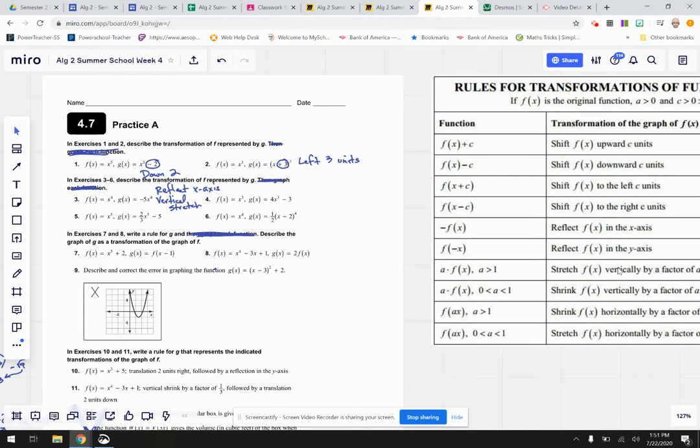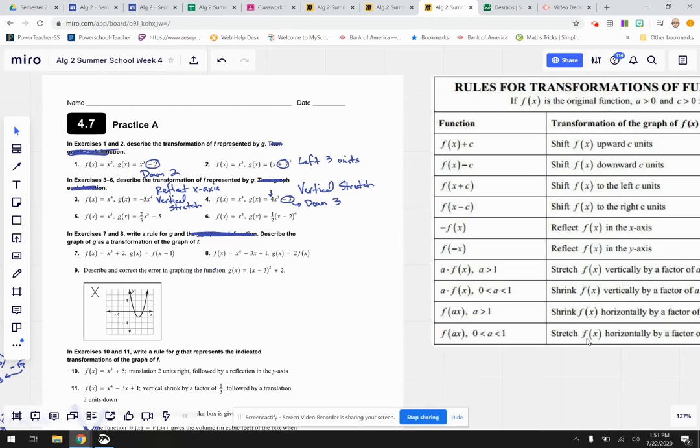Number 4. You've got two things. You've got this 4 right here that is going to be multiplied to the function, so that's another vertical stretch. And then you need to go down 3 units. So it's a vertical stretch and then it's down 3.